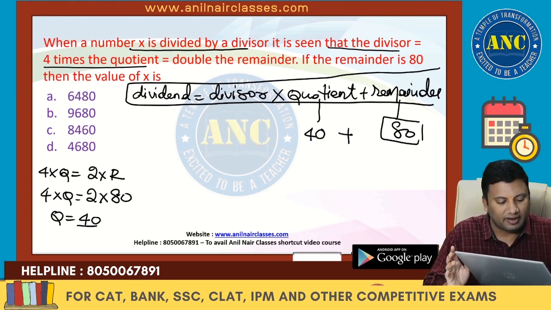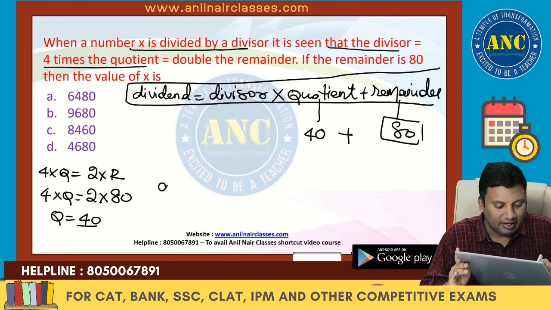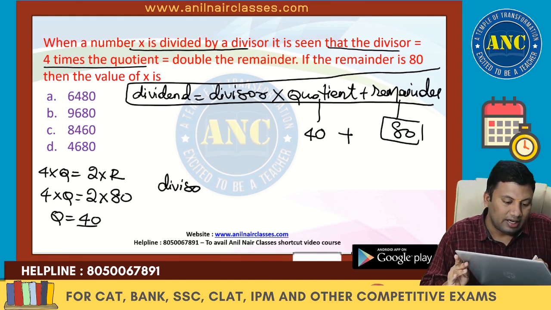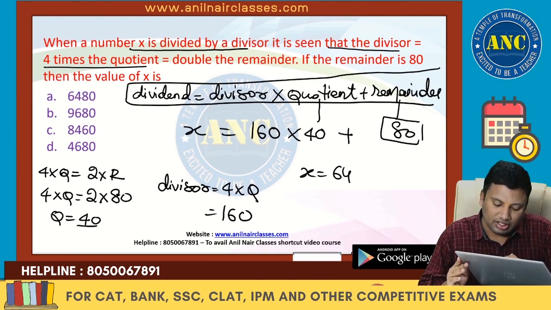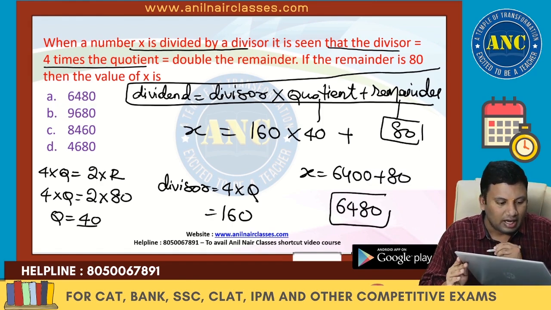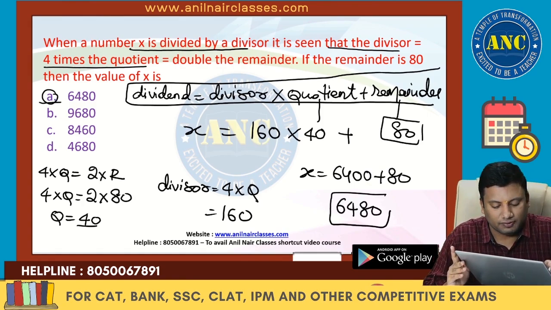If I know the divisor, I will get the answer. Divisor is nothing but 4 times the quotient, so it is nothing but 160. So dividend, which is nothing but the x value which is given, will become 6400 plus 80. Answer is nothing but 6480.